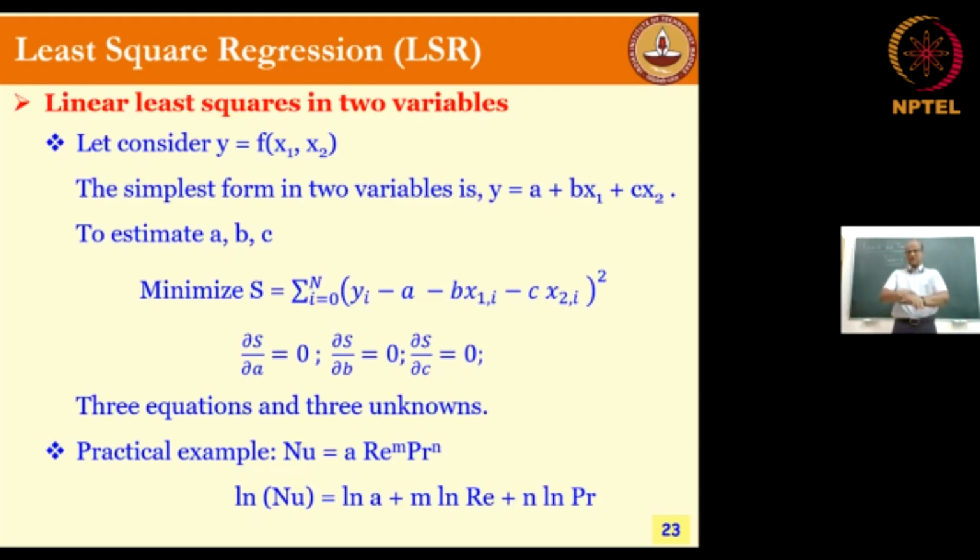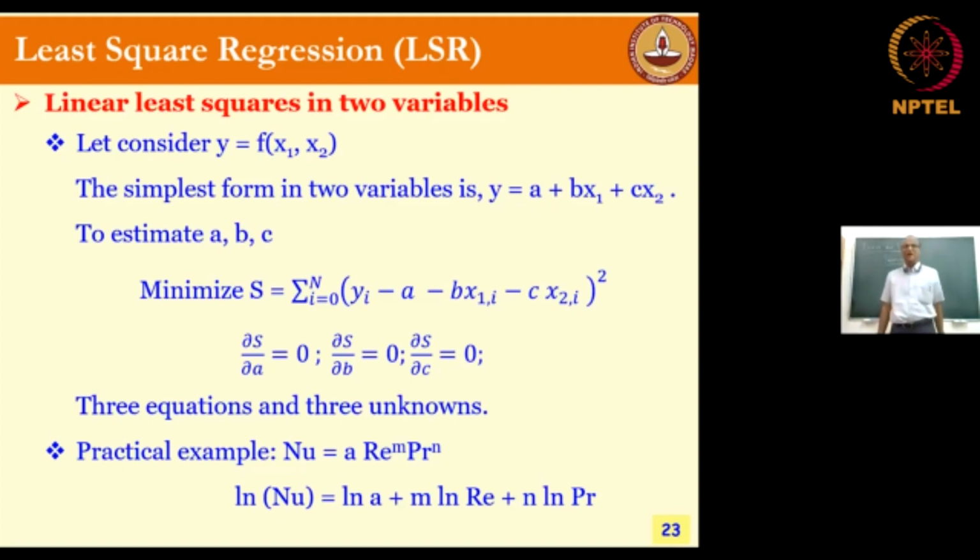The Nusselt number, that is a dimensionless heat transfer coefficient, is A Reynolds number to the power of m, Prandtl number to the power of n. Take ln both sides. ln of Nu is ln of A plus m ln Re plus n ln Pr. Therefore, look at the third line of the same graph on this slide, and look at the last line. Y now is ln Nu, A equal to ln A, B equal to m, x1 equal to ln Re, C equal to n, x2 is equal to ln Pr.